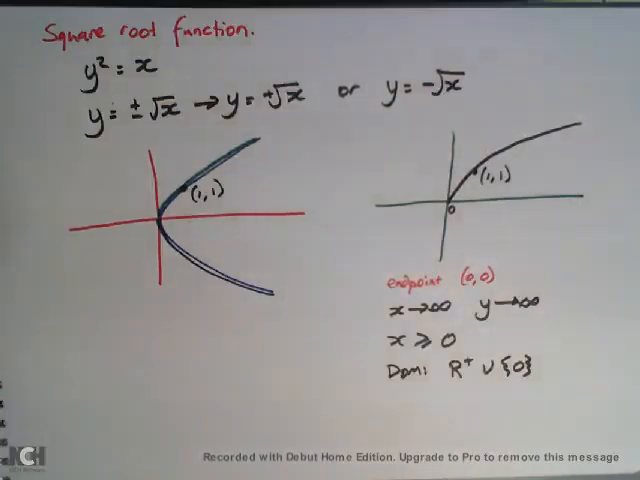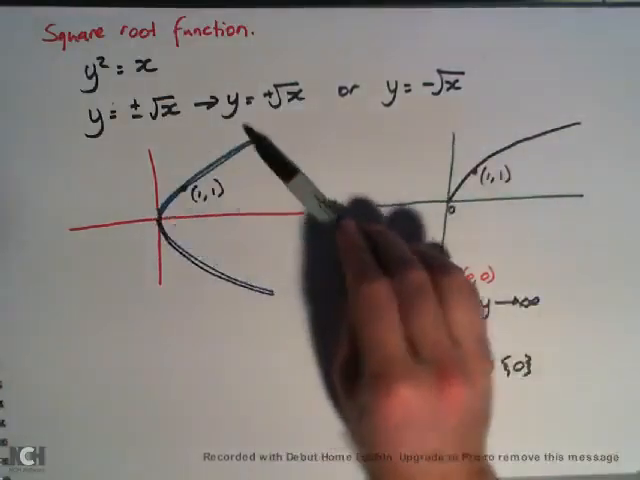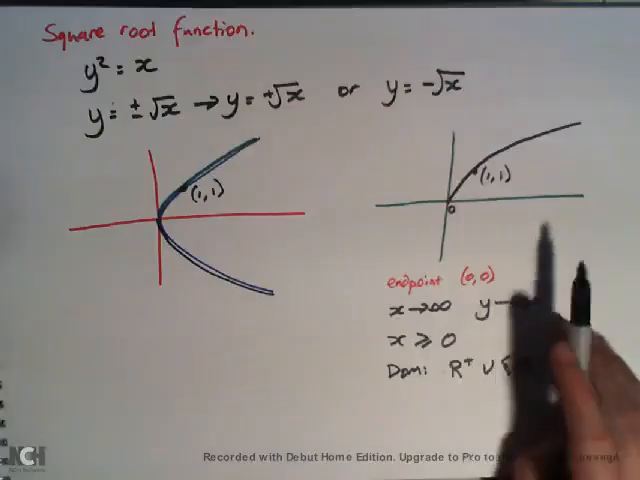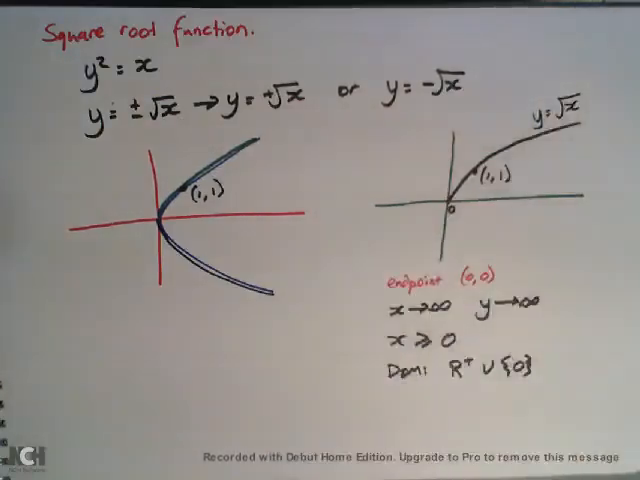So just like our y squared equals x function, it has a one-to-one correspondence, and it is the upper half of the sideways parabola. Essentially what it is, as I said, we cut it in half, we get the upper half of the sideways parabola. Okay, so that's the y equals the positive square root of x.